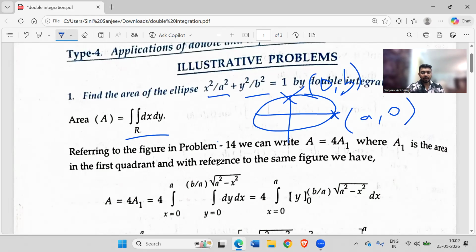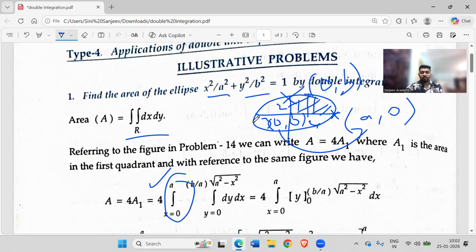Then I have to take the limit for the x-axis. You can see the vertical strip which I drew, correct? It is touching which axis? The x-axis. So what is the x limit? The origin is 0 comma 0, so x varies from 0 to a. That's written over here. In these kinds of questions, I'll only find the shaded region of one part. You can see I have found only one part, right? But totally how many parts are there? 1, 2, 3, 4. Then I'll multiply by 4. That's the reason 4 is coming here.